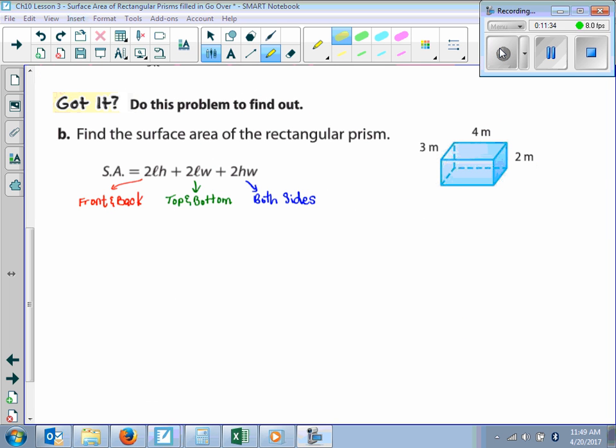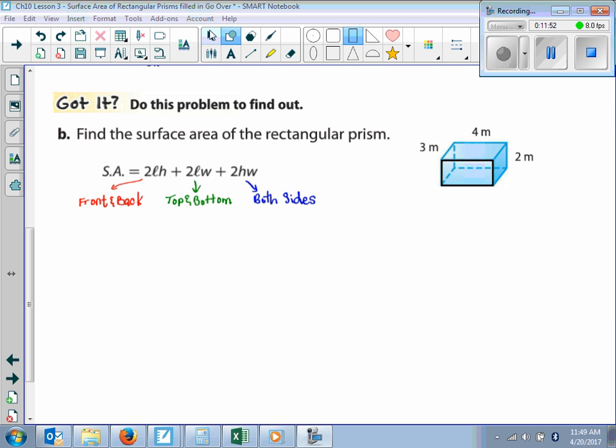So now, here's our got it problem. This is the one we're writing down. So we want to find the surface area of the rectangular prism. So, here's the formula. There's our formula. And we want the front and the back.